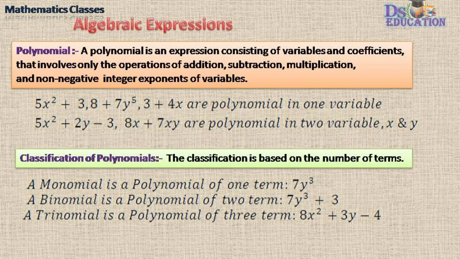If we see another example, 5x square plus 2y minus 3, another example 8x plus 7xy, these two are the examples of polynomials in two variables, x and y. In these two examples there are two variables, x and y. They are called as polynomials in two variables. Okay, now classification of polynomials.